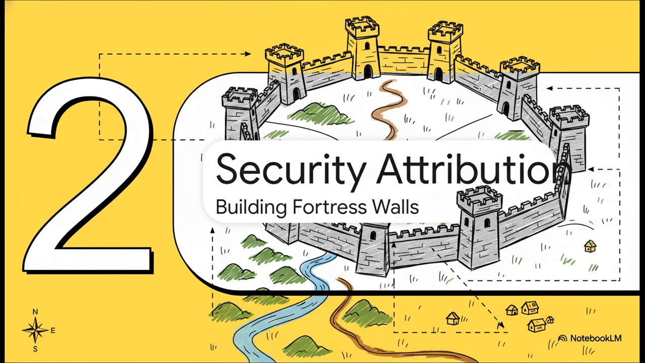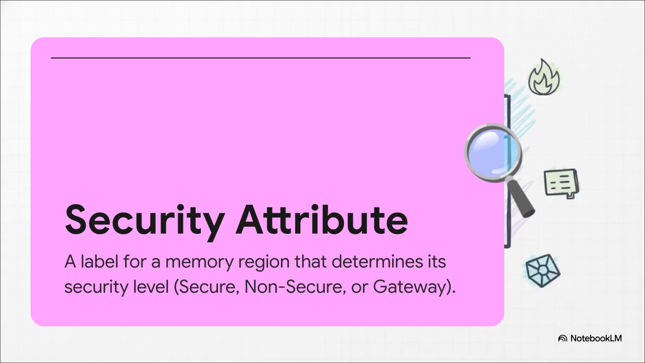All right, so if location is everything, that begs the question, right? Who draws the map? How does the system know where the fortress walls are supposed to be and where the open kingdom starts? Well, that whole process has a name: security attribution. What the system does is it basically takes a can of digital paint and labels every single part of its memory map. Each label is a security attribute, and that label tells the hardware exactly what that piece of memory is for. Is it inside the fortress? Is it out in the open kingdom? Or is it something else?